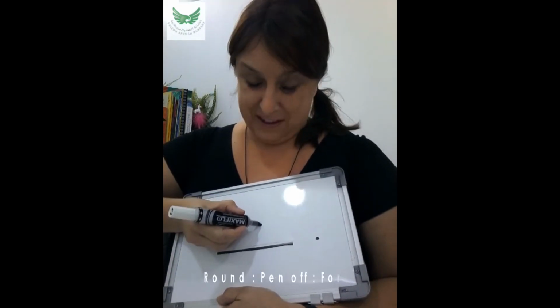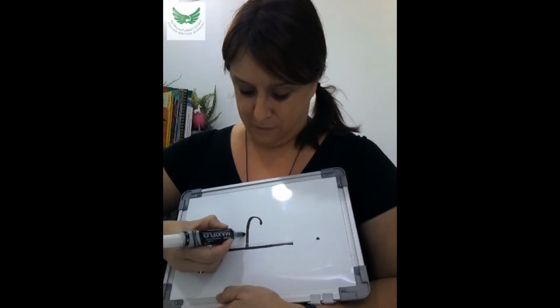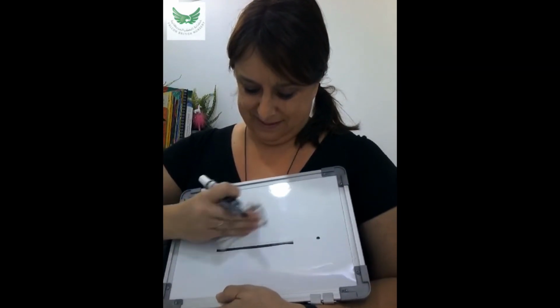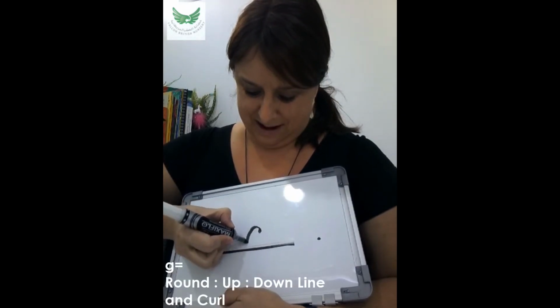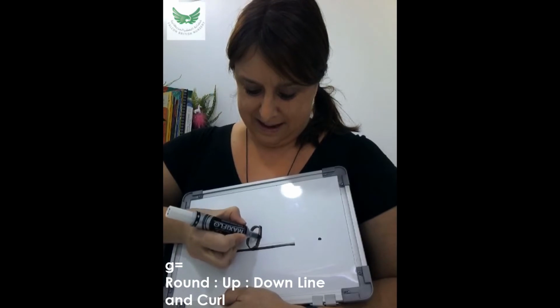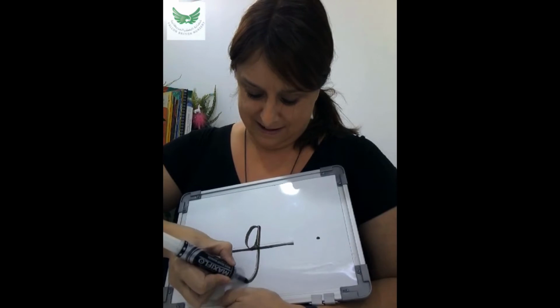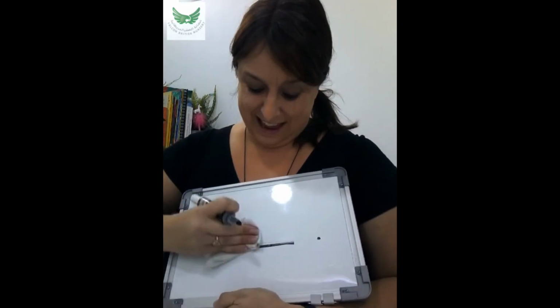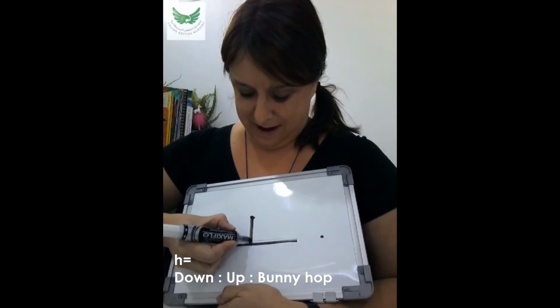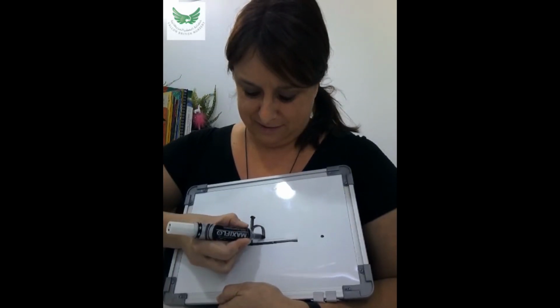F, this is one of those tricky letters. Down, round, take your pen off and forward. G, same like the C. Round, up, down, exactly like an A, except we're continuing down below the line. That's a G. H, starting, down, up, exactly like a B, but instead of going around, we go straight down.